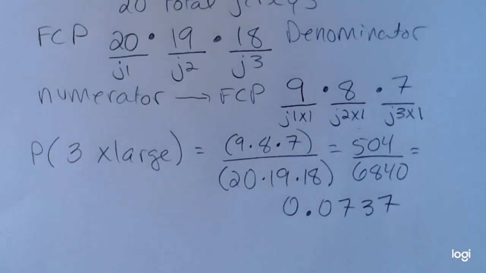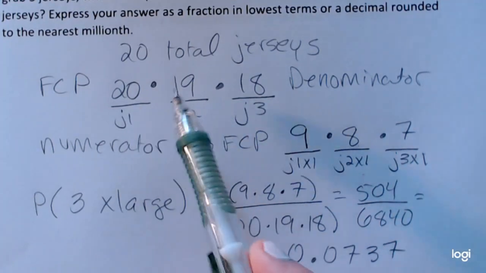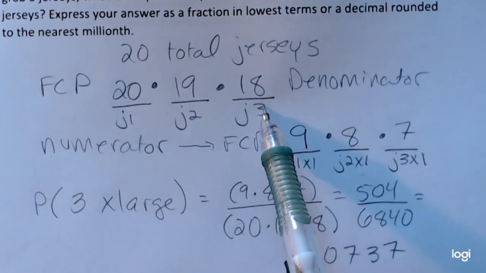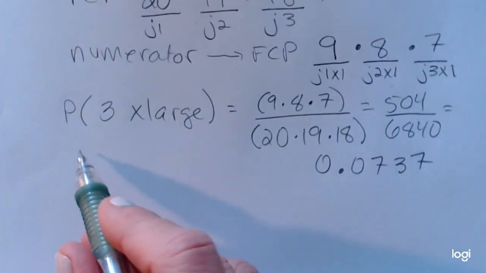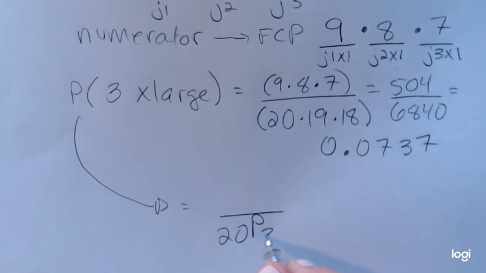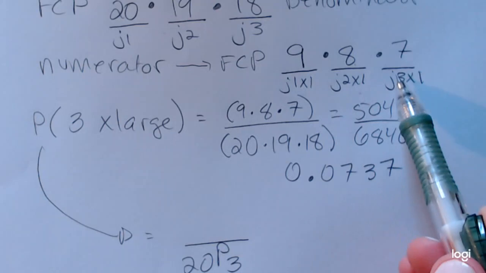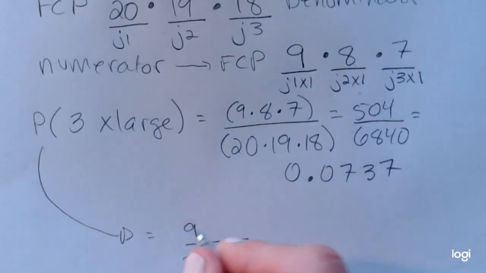Now, as I said in the beginning of this video, this is also a permutations problem. Going back up here, looking at this denominator, I have 20 total jerseys. This is a permutation right here. So this denominator can also be thought of as 20 permute 3. Alternatively, we could write this as 20 permute 3. And then looking at the numerator, this is also a permutation, and we're permuting 3 objects out of 9. So this will be 9 permute 3.